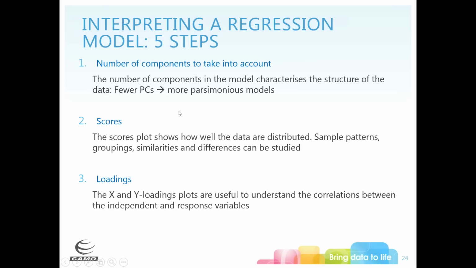So we'll go back to our slides. When you're interpreting a regression model, there are 5 steps. You want to look at how many components you want to take into account. You look at that using your explained variance plot. The number of components in the model characterizes the structure of the data. Fewer PCs is a more parsimonious model, which means later it should be more robust.